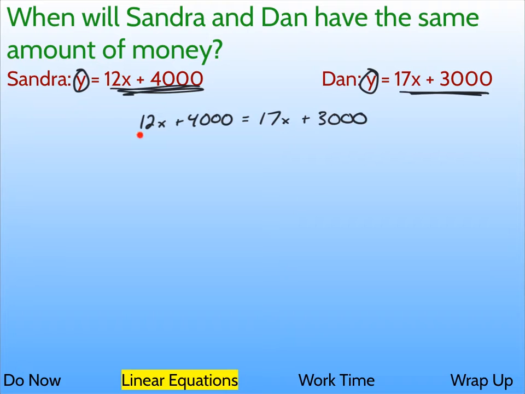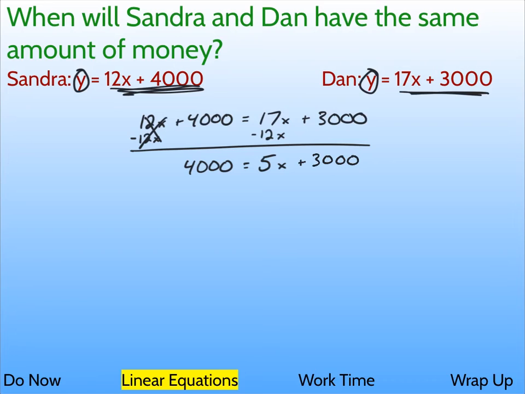So this equation here has x terms on both sides of the equal sign. Like this 12x on the left and the 17x on the right. The best thing to do right off the bat is to get the x's to one side. So I'm going to move this 12x from the left to the right. And you do it by using the inverse. Since it's a positive 12x, I'm going to subtract 12x from both sides. Those will cancel out to 0x. We're left with just 4,000 on the left. And then on the right, we have 17x minus 12x is 5x plus 3,000.